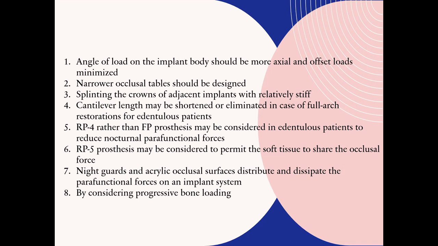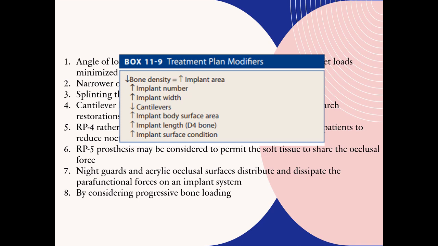Night guards and acrylic occlusal surfaces can be given, which distribute and dissipate the parafunctional forces, and also you can consider progressive bone loading. And again, Misch has introduced several treatment plan modifiers when the bone density is less. That is, the stress can be reduced by increasing the functional area over which the force is applied. That is, you can increase the implant number, increase the implant width, reduce the cantilever, increase implant body surface area by modifying the geometry, and increase implant length in case of D4 bone.